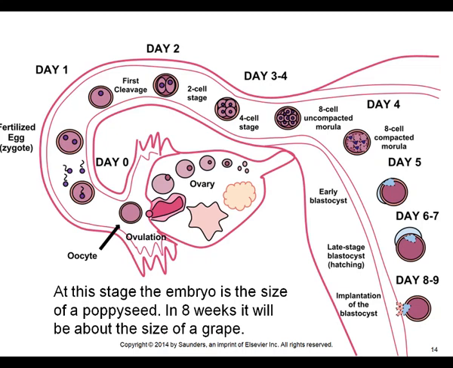Just to give you an idea, at this stage, the embryo is the size of a poppy seed. By day 8 or 9, very, very tiny. In 8 weeks, it will be about the size of a grape, just to give you a sense of how tiny it is. So when the embryo is implanted in the uterus, it is the size of a poppy seed.